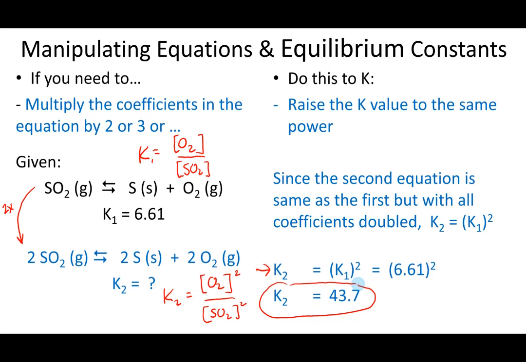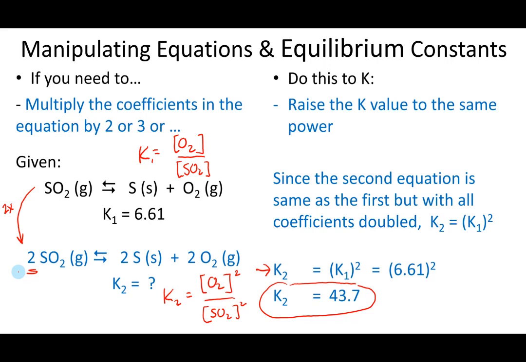If you have to triple the coefficients, you simply cube it, and so forth and so on. So for any kind of manipulation, and of course we have to be changing all the coefficients by the same amount anyway, because that would keep the equation balanced. We wouldn't just be doubling, say, sulfur dioxide, but not doubling everything else. So as we work through these, the coefficients just naturally have to double, and with that, the power has to be changed to that same degree. So double the coefficients, then you square the original K.